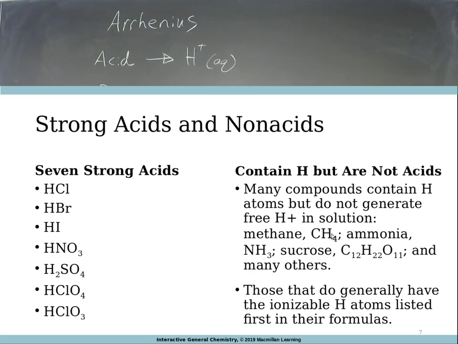So you'll notice CH4, C12H22O11, NH3, all of those hydrogens come somewhere in the middle or end of the chemical formula. And our 7 strong acids here, they list their hydrogens at the beginning. That's just a convention to signal and communicate that this is an acid and that it has 1 hydrogen that it's able to give, or in the case of H2SO4, 2 hydrogens that are able to be released in the water.